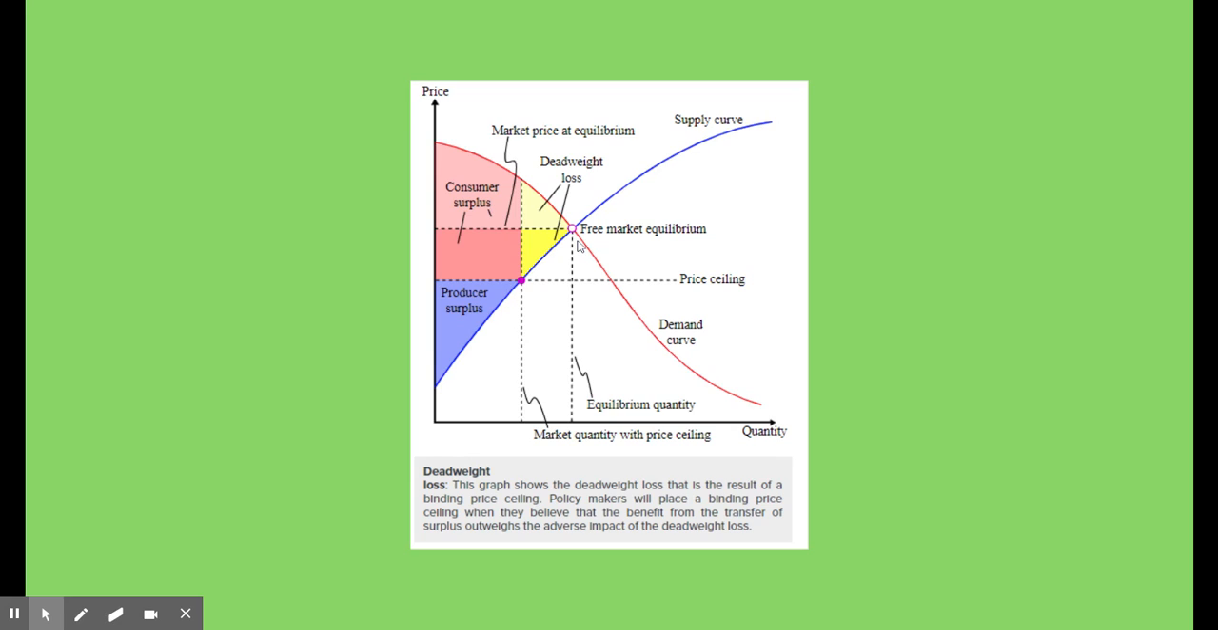So the policymakers are going to decide, well, it's better that we have this lower price and we get rid of this deadweight loss, even though we're just going to be producing the same amount and we're going to end up with some type of shortage.